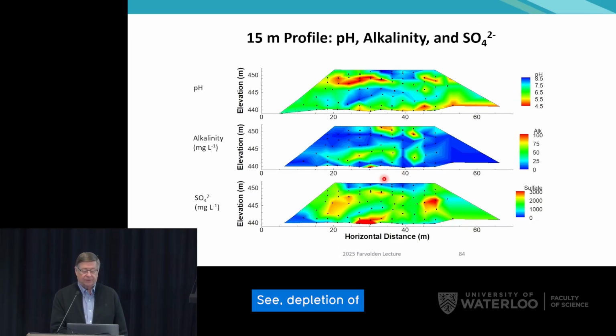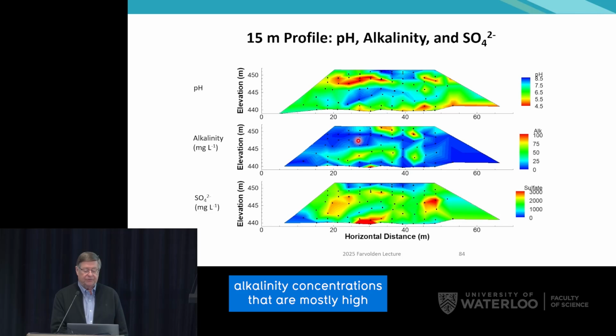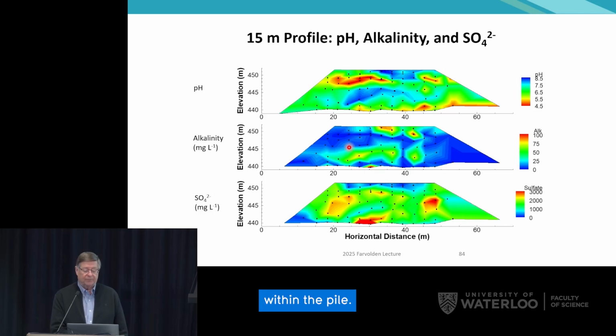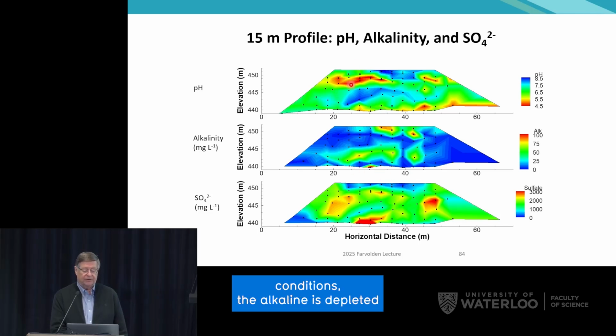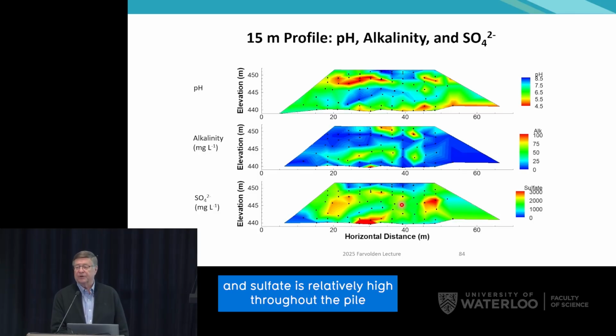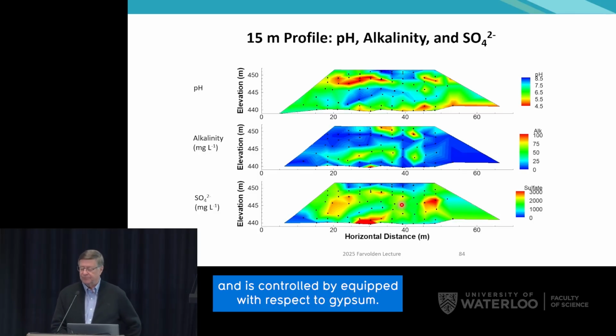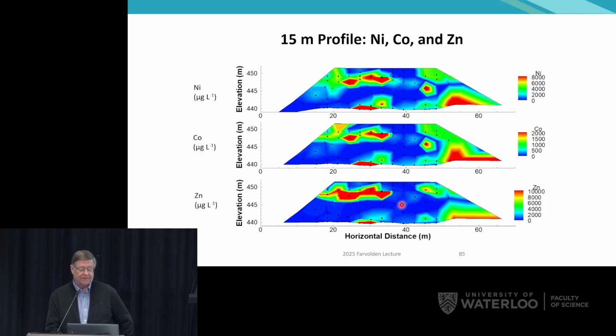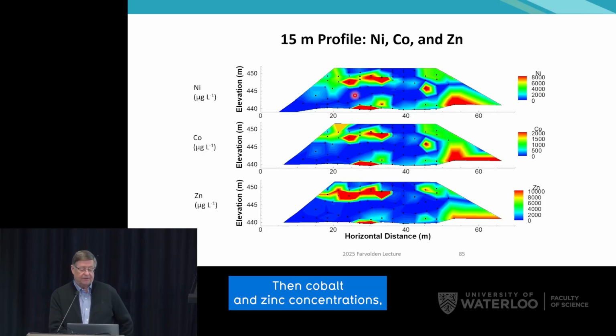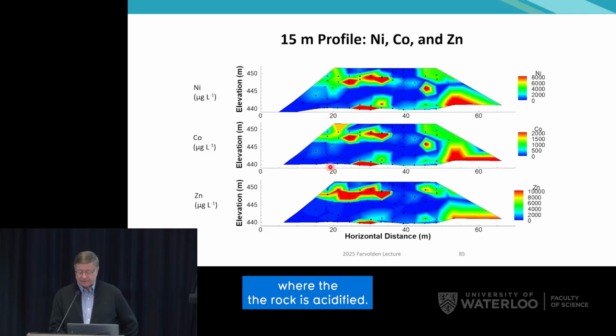We see alkalinity concentrations that are mostly high within the pile, but in the zone where there are low pH conditions, the alkalinity is depleted. And sulfate is relatively high throughout the pile and is controlled by equilibrium with respect to gypsum. This shows nickel again, then cobalt and zinc concentrations, which are highest in the zone where the rock is acidified.